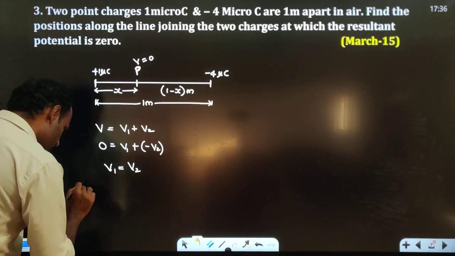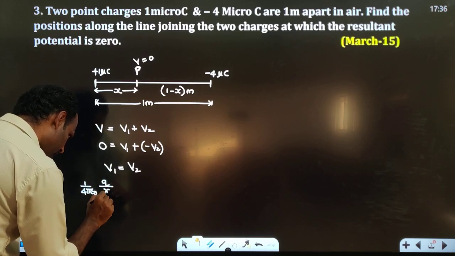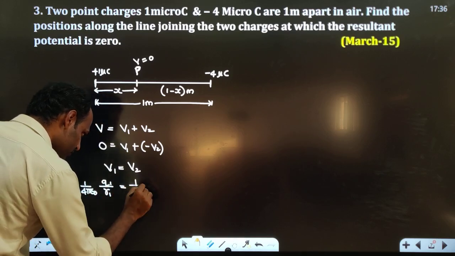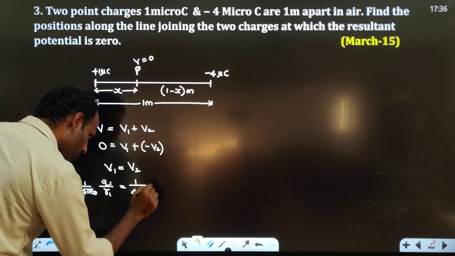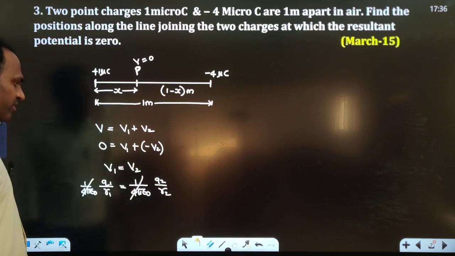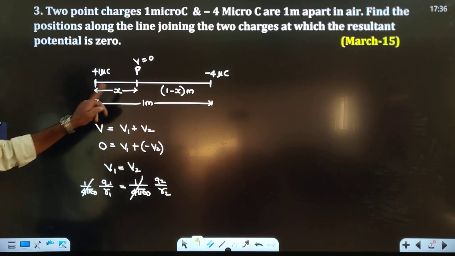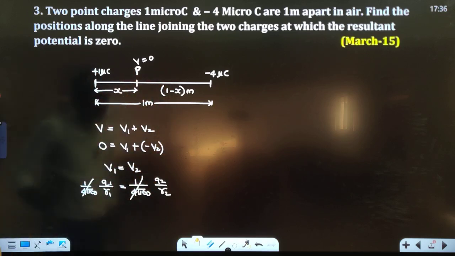Okay, well, so the formula for point charge is 1 by 4 pi epsilon naught q1 divided by r1, and this will be 1 by 4 pi epsilon naught q2 divided by r2. 1 by 4 pi epsilon naught will get cancelled. Q1 means you should take it as 1 microcoulomb, r1 means you should take it as x, q2 means you should take it as 4 microcoulombs.